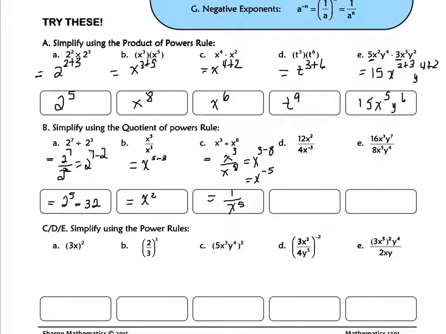The next one, there's a couple of ways you can do that one as well. You can do the 4 goes into the 12 3 times, and then you can say x to the 2 minus a negative 3 if you wish, which would be x to the 2 plus 3, which would be 5.